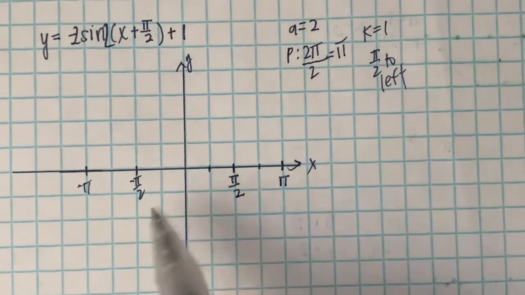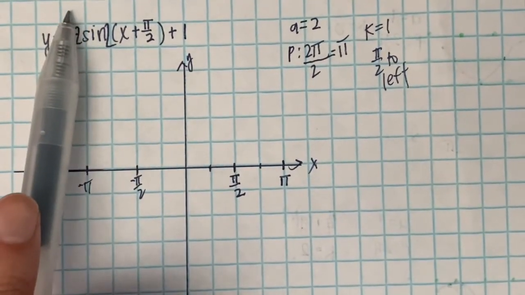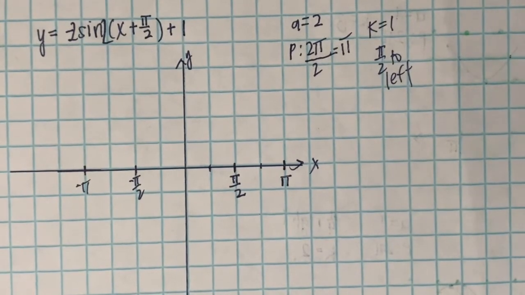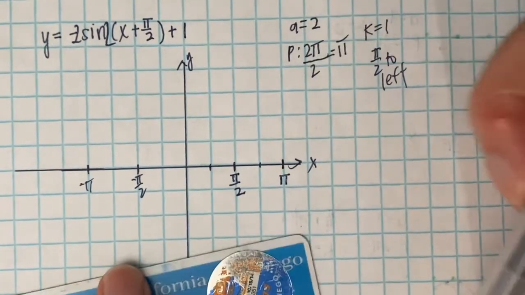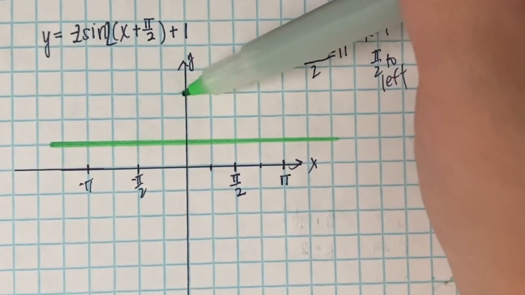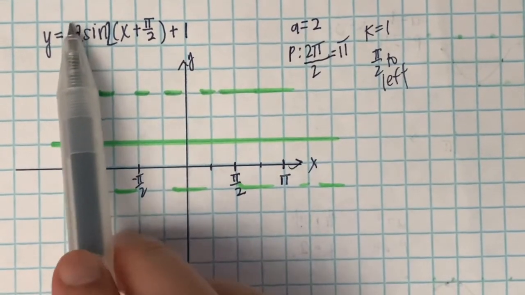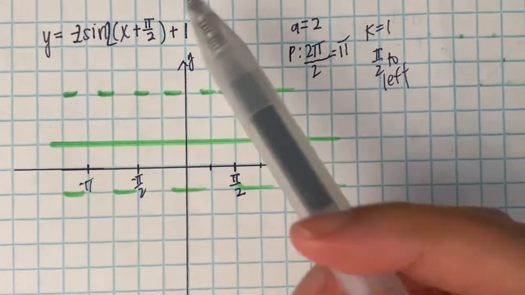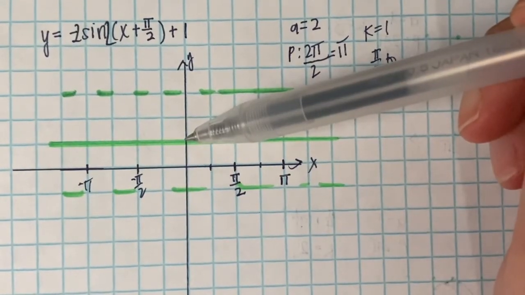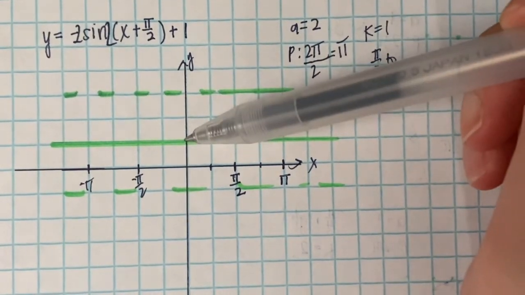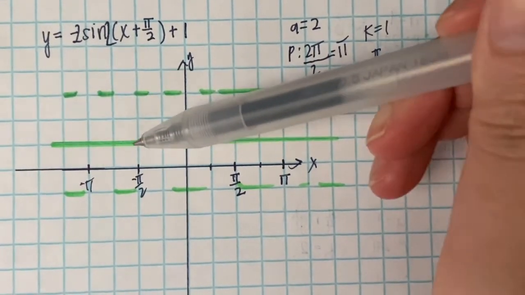So what we're first going to do is find the points for the function before the reflection, and then we're going to reflect the points over our midline. Our midline is going to be at 1. The amplitude is 2. We have a maximum at 3 and a minimum at -1. And now let's plot the points for the function before the reflection. Sine has a y-intercept at the midline. We have to shift this point pi over 2 units to the left because of our horizontal shift. So this is going to be moved over there.